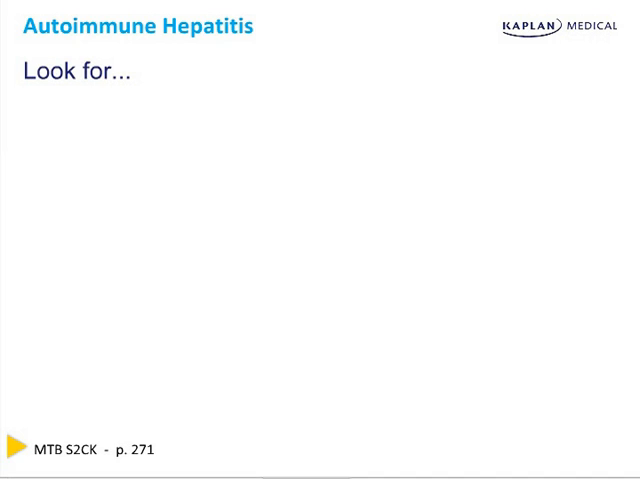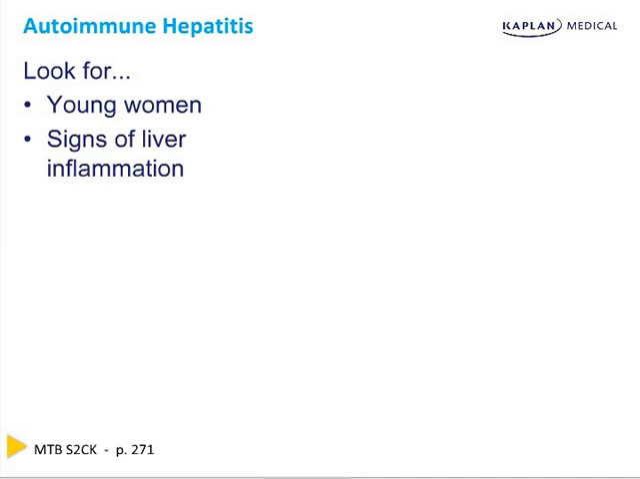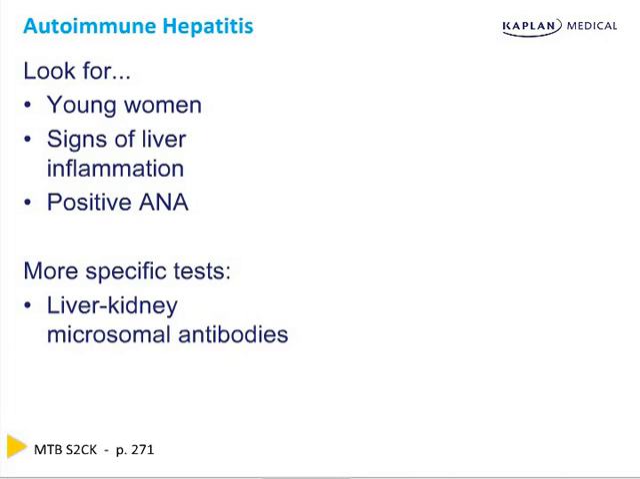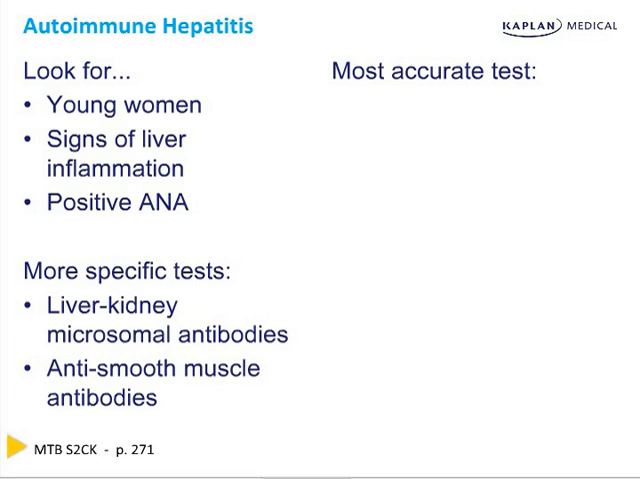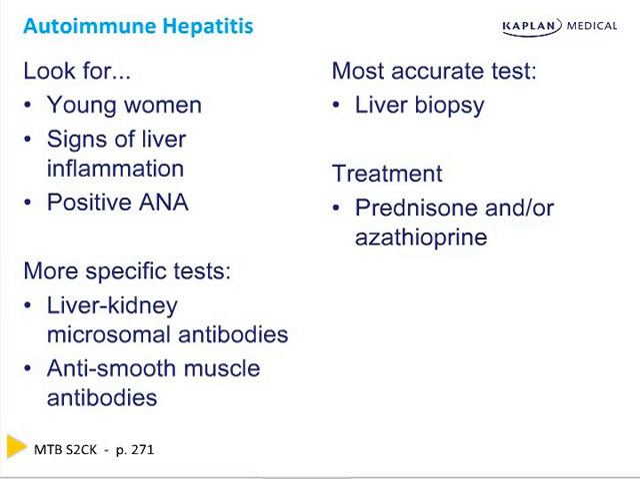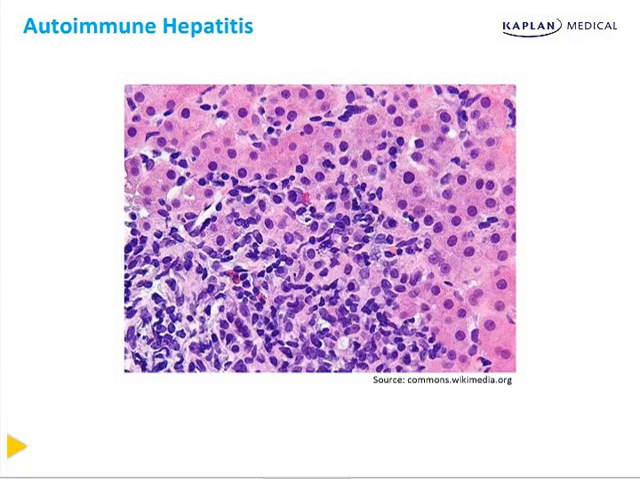In autoimmune hepatitis, you want to look for a young woman with signs of liver inflammation and a positive ANA. The two antibodies you need to know are the liver-kidney microsomal antibody and the anti-smooth muscle antibody. The most accurate diagnostic test is simply a liver biopsy. Treatment is with prednisone and/or azathioprine. Here's a classic example of a liver biopsy with autoimmune hepatitis. Notice the massive number of plasma cells and lymphocytes at the portal tract.